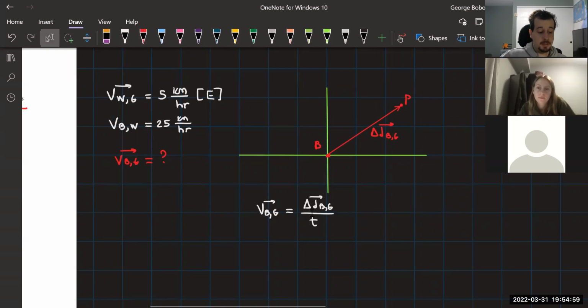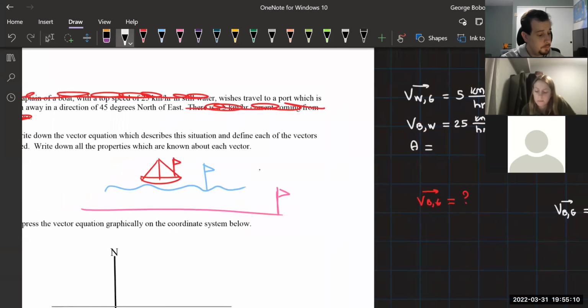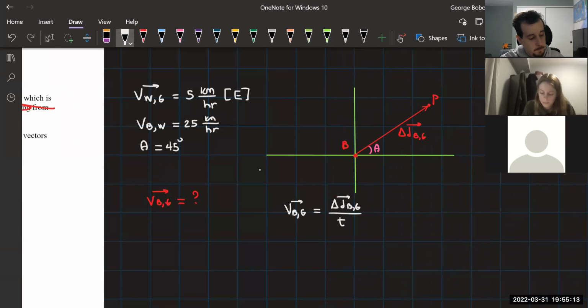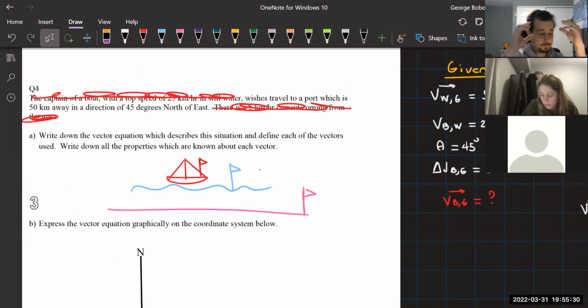Now, you've been given the size of this displacement and the direction too. You've been given a couple of things here. You have this theta, which is 45. And then you have the size of this displacement as well, 50 kilometers. These are all your givens. All right. Write down the vector equation which describes this situation and define each of the vectors used. Write down all the properties which are known about each vector.